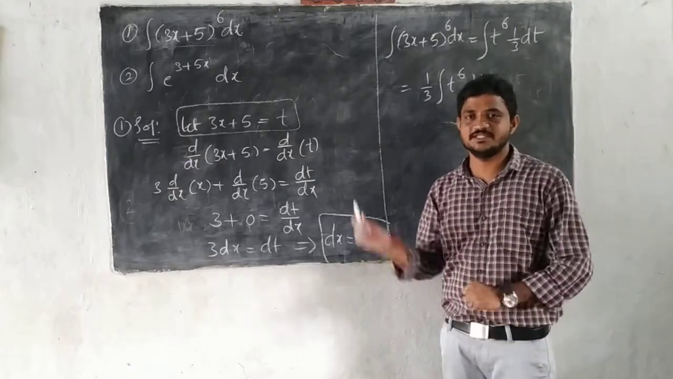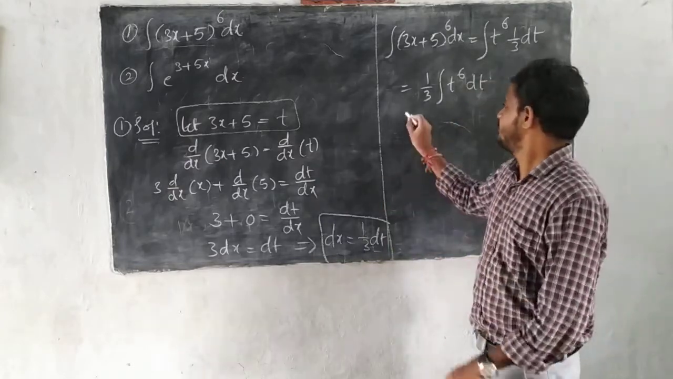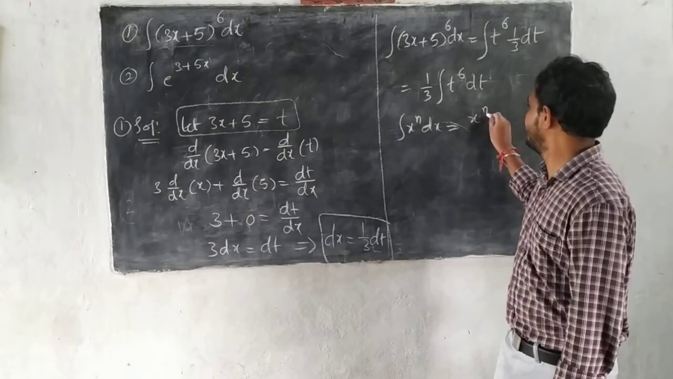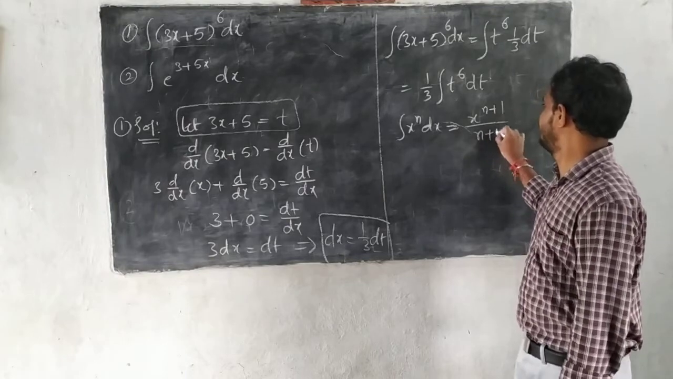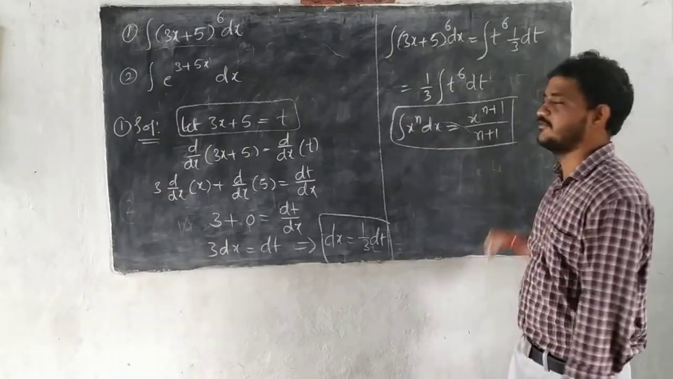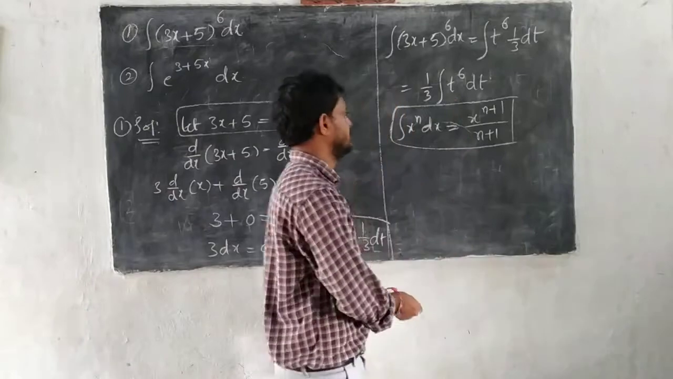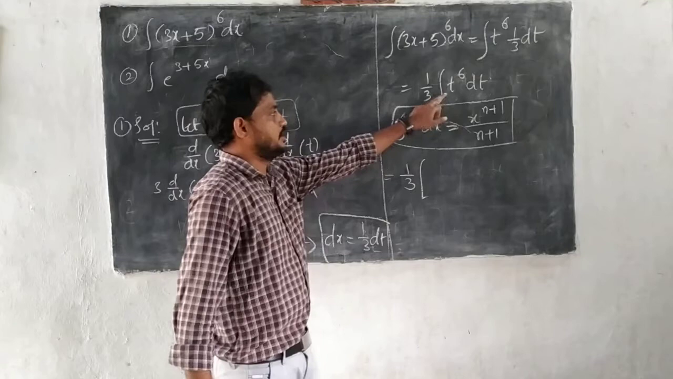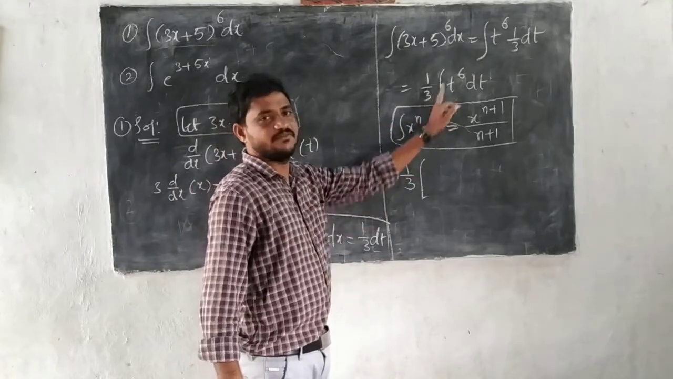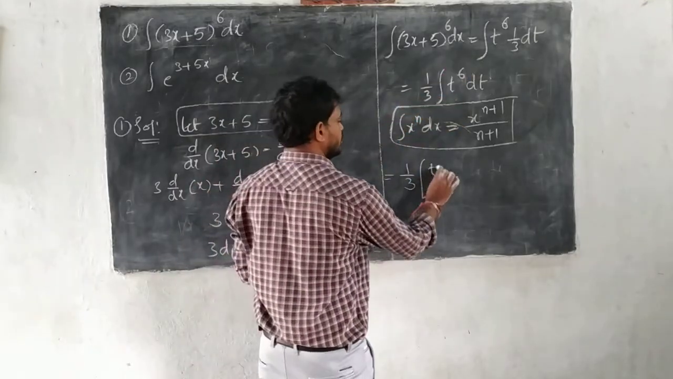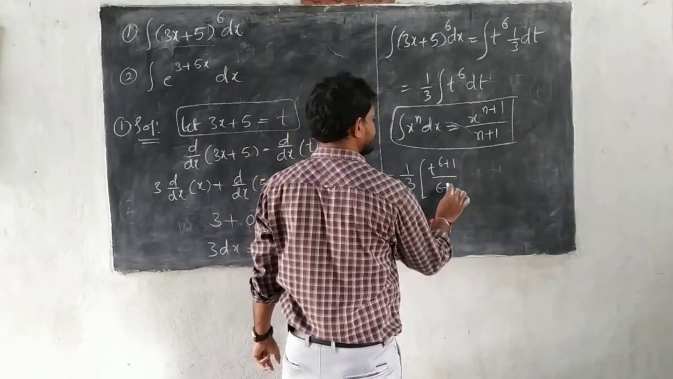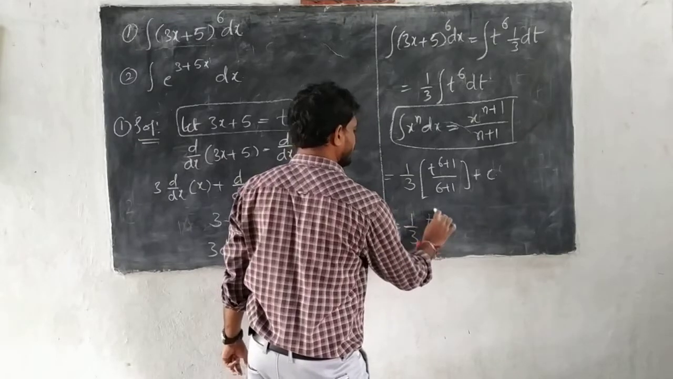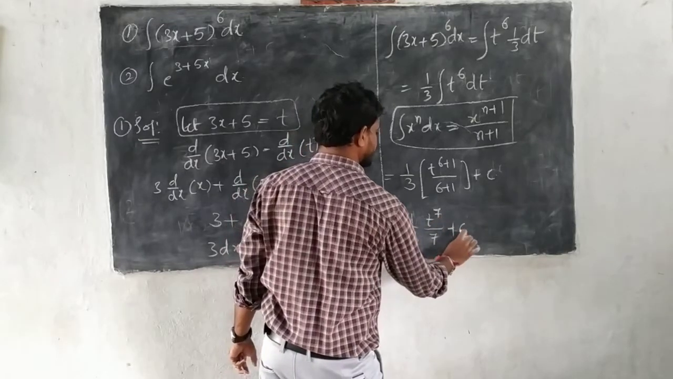Integration of t to the power of 6 into dt is a standard form. Which standard form? Integration of x to the power of n into dx, that is x to the power of n plus 1 by n plus 1. It is converted into this standard form, so use this formula here. 1 by 3 into, here in place of x we have t, in place of n we have 6. So t to the power of 6 plus 1 by 6 plus 1 plus c. That is 1 by 3 into t to the power of 7 by 7 plus c.